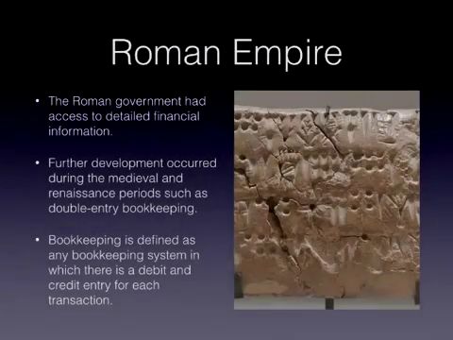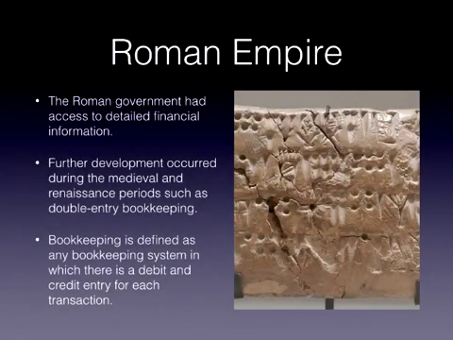During the Roman Empire, in the time of Emperor Augustus, the Roman government had access to detailed financial information. Further development occurred during the medieval and Renaissance periods, such as double-entry bookkeeping. This happened in the 13th century when merchants relied on bookkeeping to keep track of multiple transactions. Double-entry bookkeeping is defined as any bookkeeping system in which there is a debit and credit entry for each transaction.